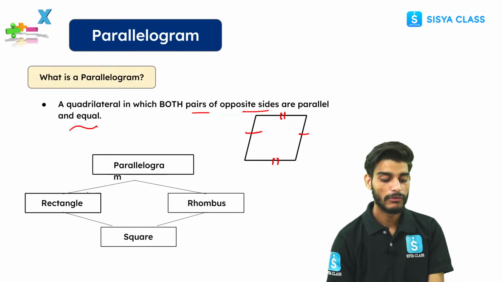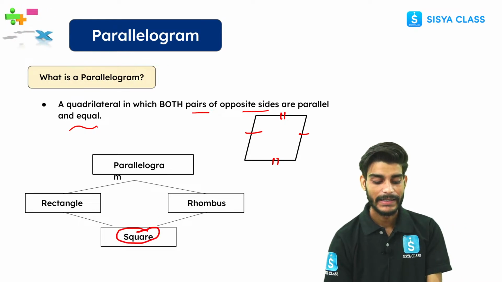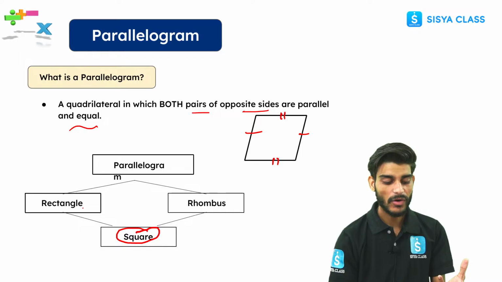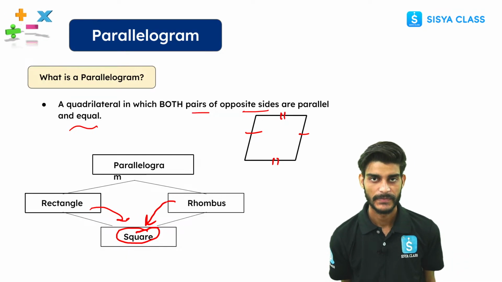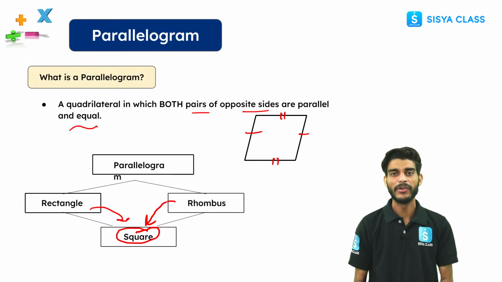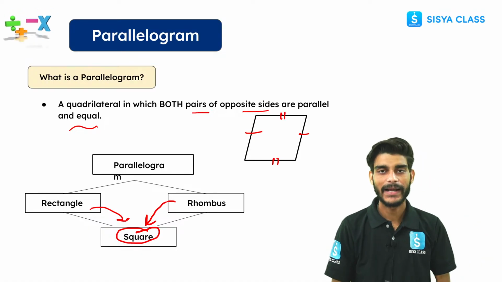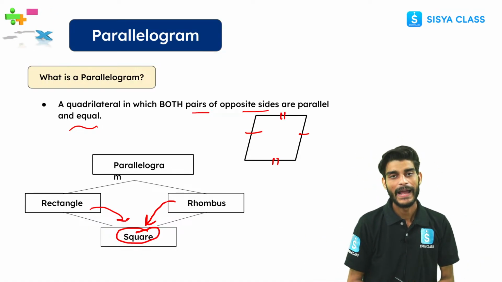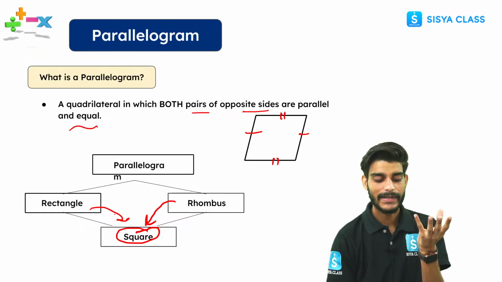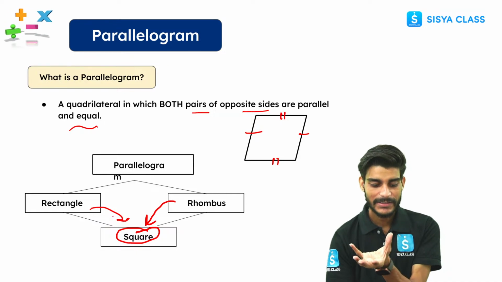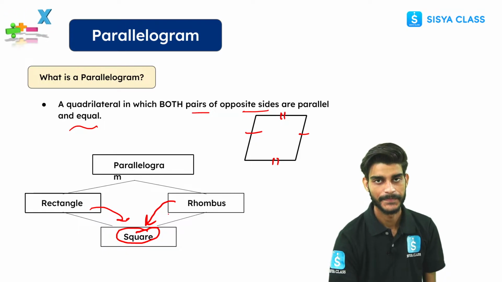So a parallelogram is of two types: it could be a rectangle, or it could be a rhombus. Now a square satisfies some properties of a rectangle and some properties of a rhombus as well. Then it becomes a square. So simply we have a parallelogram, and under that we have two categories, rectangle and rhombus. And square is just a special type of rectangle that satisfies some properties of a rectangle and some properties of a rhombus as well. Clear?